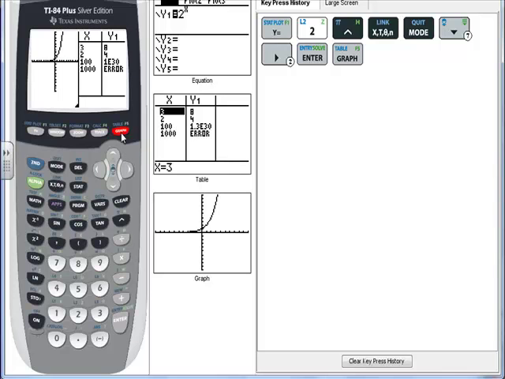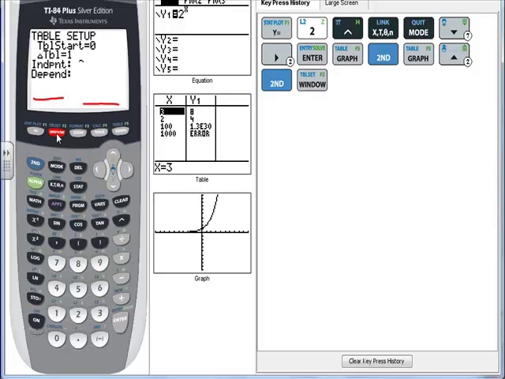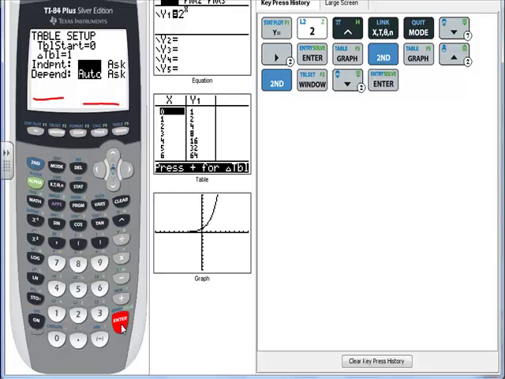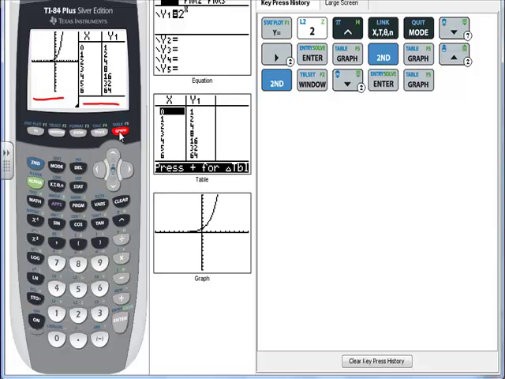Okay, so I can see my graph on the left side and I can see a table on the right side. If I want to move around in my table, I'm going to hit second graph, and that will bring my cursor into my table. And I need to do one other thing, and maybe your calc is in this mode also. I'm going to change my calc mode into auto. And then I'm going to go back to my graph again.